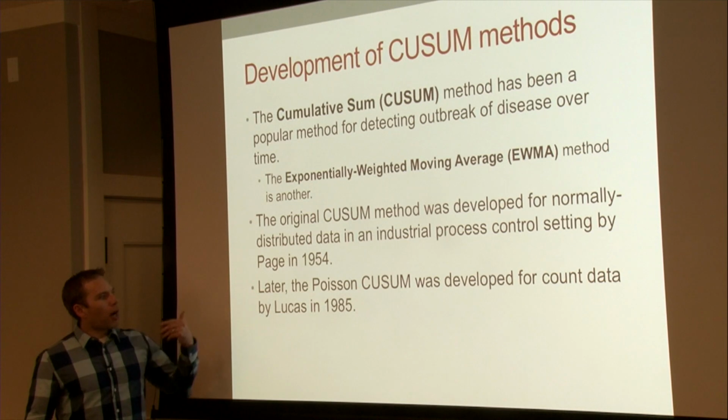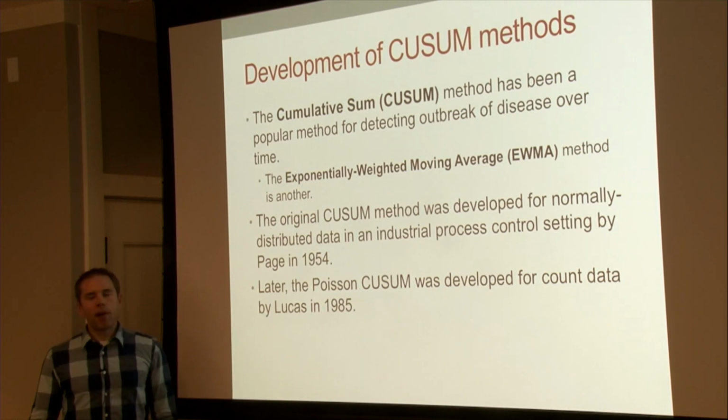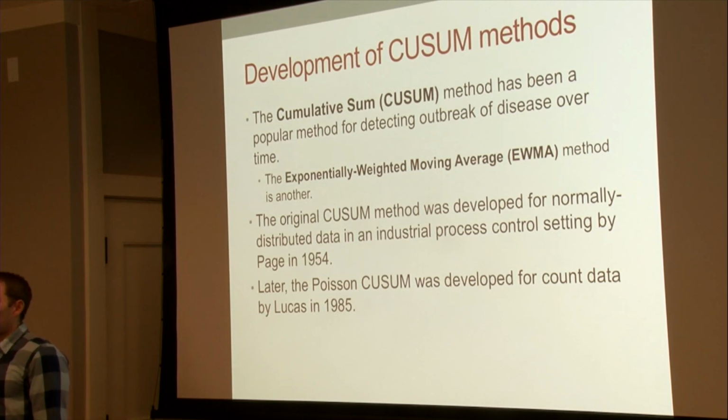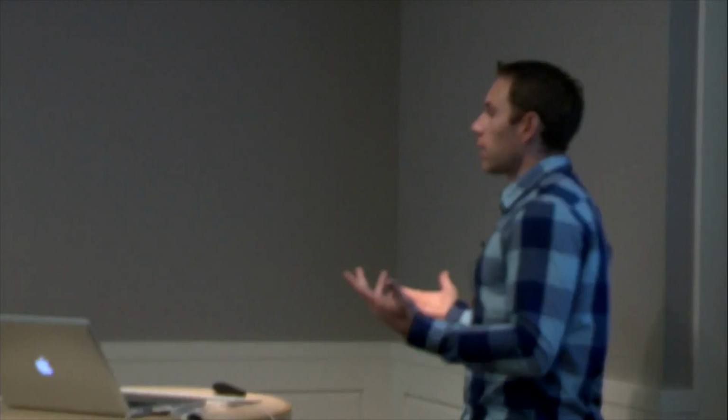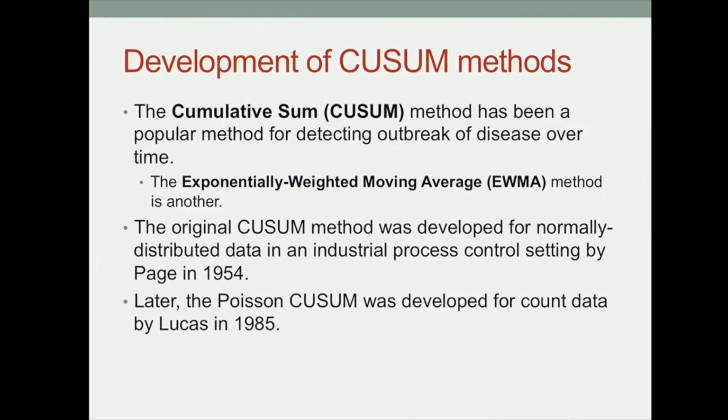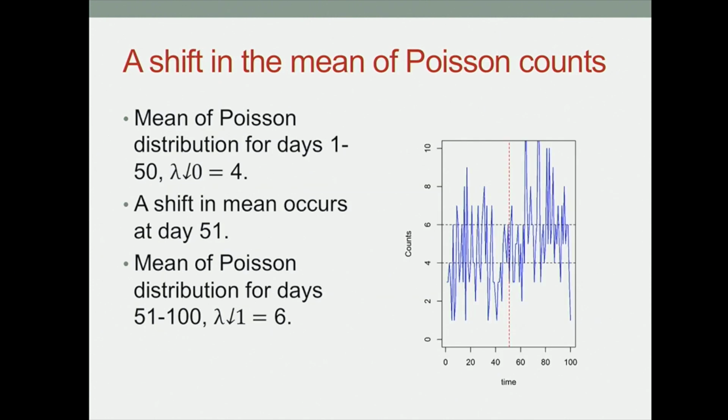And something called the Poisson Q-sum was developed in 1985 for count data. So since we're counting the number of disease cases, this is a count. And we often model that by a Poisson distribution in statistics. And so you have to change the Q-sum method a bit in order to account for the count data instead.